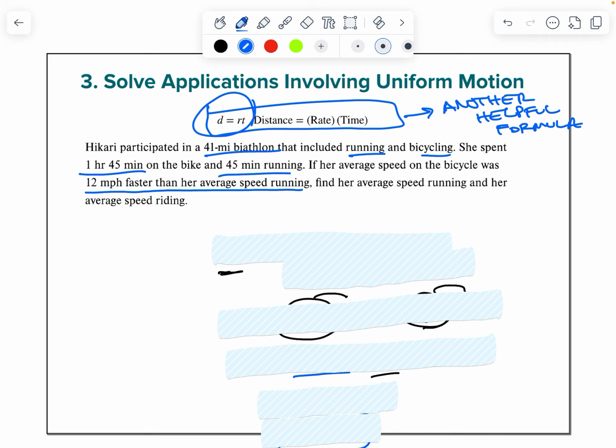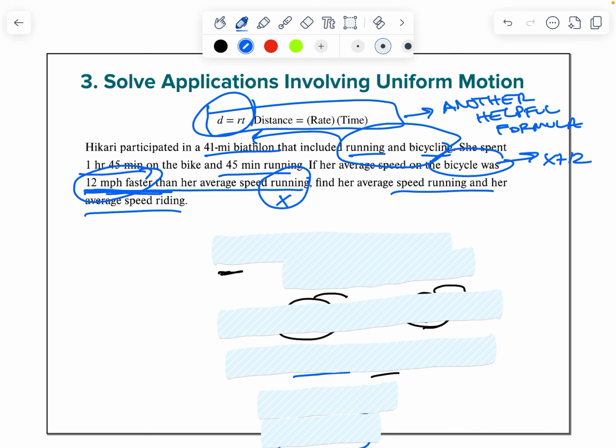Here, Hikari participated in a 41-mile biathlon that included running and bicycling. Again, we have part plus part equals whole, right? We have two parts that add up to the entire 41-mile biathlon. She spent an hour 45 minutes on the bike, 45 minutes running. If her average speed on the bike was 12 miles per hour faster than her speed running, so we don't know what her speed running was, maybe x, but we know that her biking speed was 12 more than that. So biking, she was going x plus 12. Her speed running was x, her speed biking was x plus 12. Find her average speed running and her average speed riding.